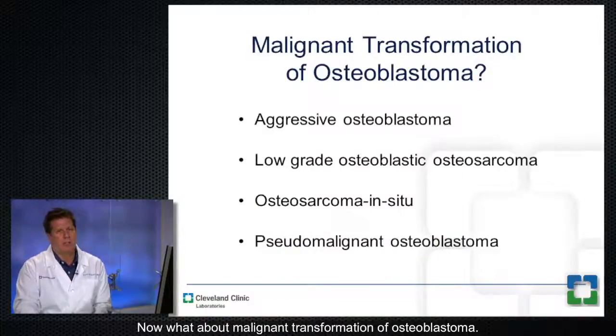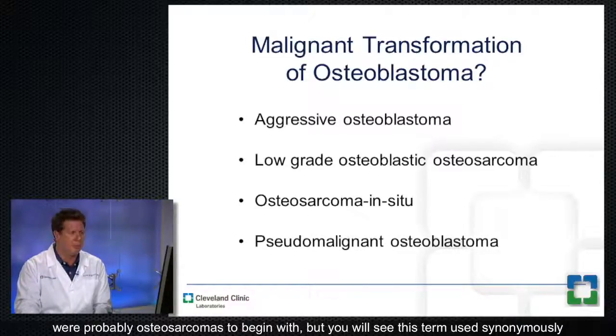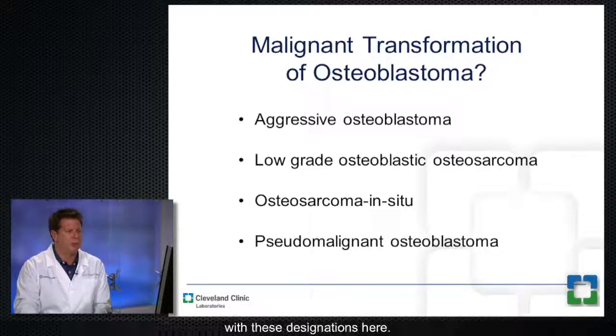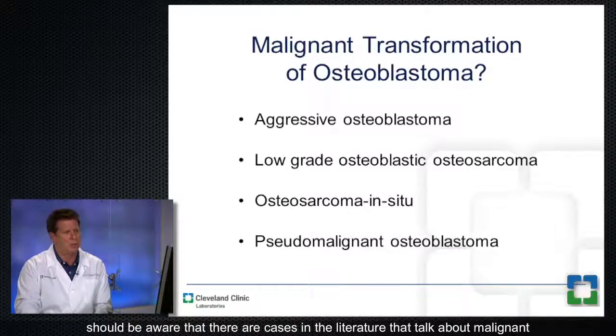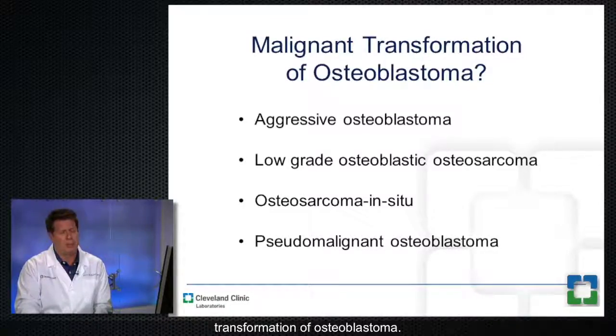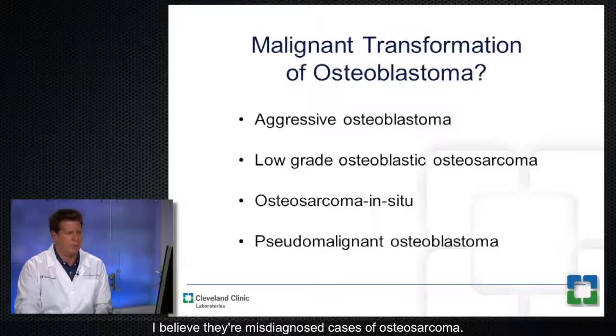Now, what about malignant transformation of osteoblastoma? It's sort of my opinion that most cases of malignant transformation of osteoblastoma were probably osteosarcomas to begin with, but you will see this term used synonymously with these designations here. I think in most cases this diagnosis can be separated out from osteosarcoma, but you should be aware there are cases in the literature that talk about malignant transformation of osteoblastoma. It may exist, but in most cases, unfortunately, I believe they're misdiagnosed cases of osteosarcoma.